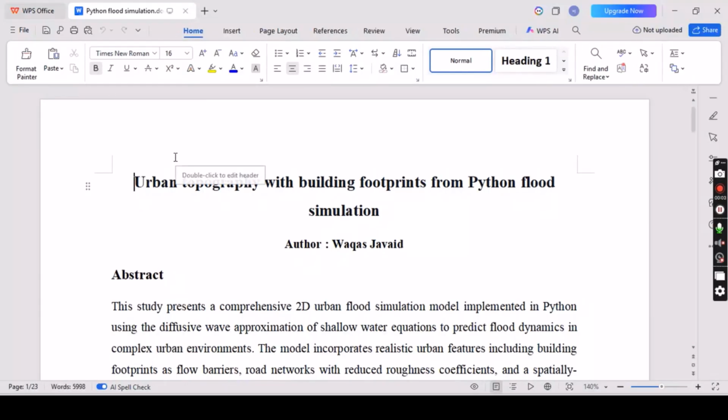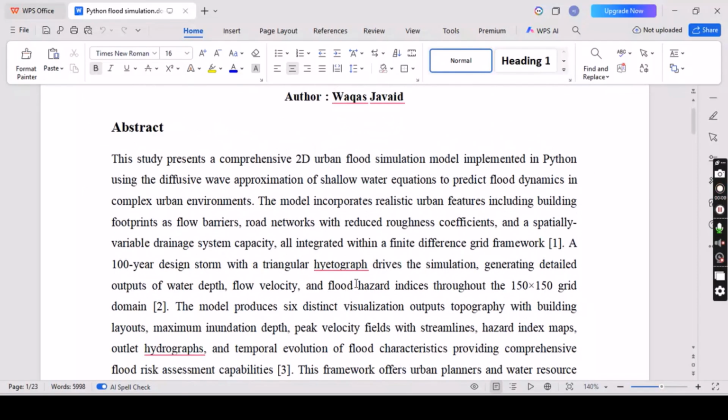So this article is related to urban topography with building footprints, with Python flood simulation. In this article, we have developed a 2D urban flood simulation implemented in Python, using the diffusive wave approximation of the shallow water equations to predict flood dynamics in complex urban environments as well.